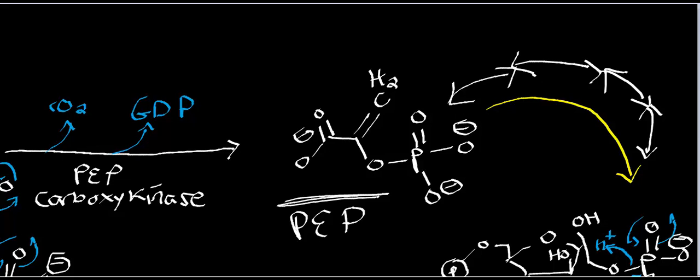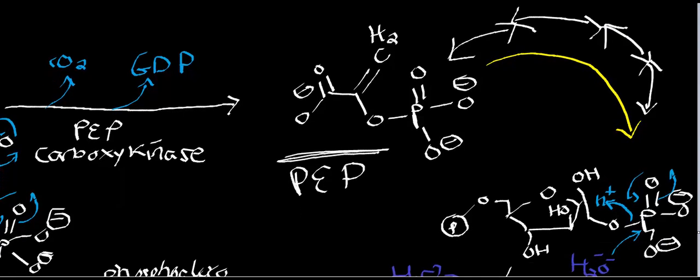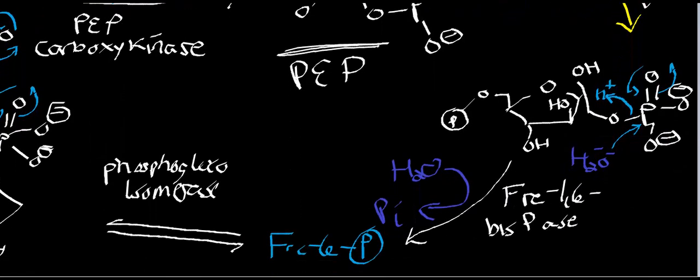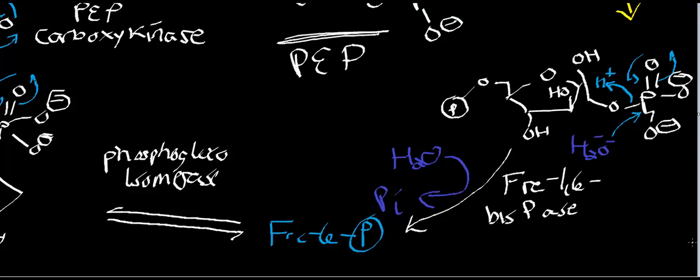And then 3-phosphoglycerate is going to react with phosphoglycerate kinase to form 1,3-bisphosphoglycerate, right? And then 1,3-bisphosphoglycerate is going to react with glyceraldehyde 3-phosphate dehydrogenase to form glyceraldehyde 3-phosphate. And that's going to react with dihydroxyacetone phosphate with aldolase to form fructose 1,6-bisphosphate. And then, of course, that's going to react with fructose 1,6-bisphosphatase to form fructose 6-phosphate.